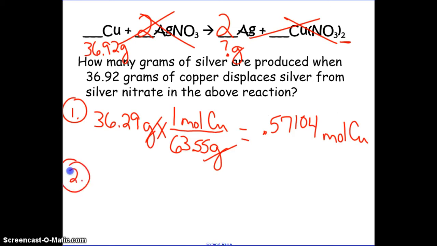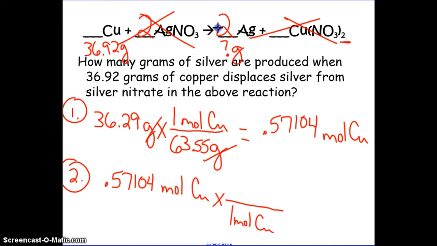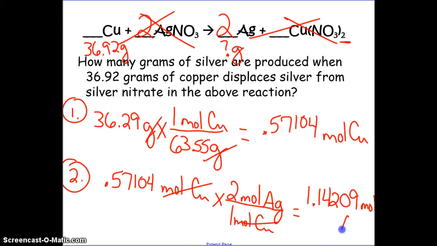Okay, either reason or do the math. So here you see that you have 1 copper for every 2 silvers. So you get twice as much silver as copper. So if you can reason that, just multiply by 2. If reasoning's not your thing, you can follow the units. So you got moles of Cu. And from the equation, you got 1 mole Cu and 2 moles Ag. Okay? All right, so basically it's that times 2, and that gives us 1.14209. Okay, and that is moles of silver.